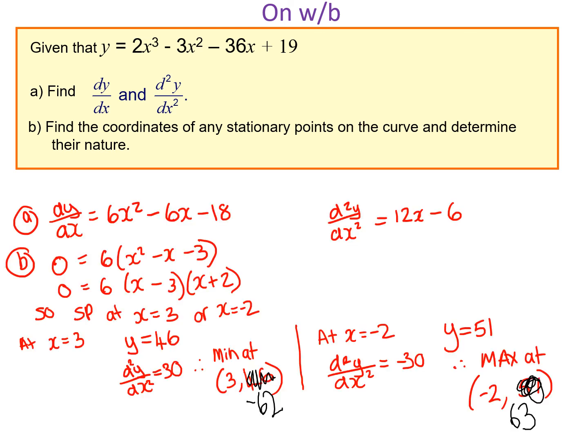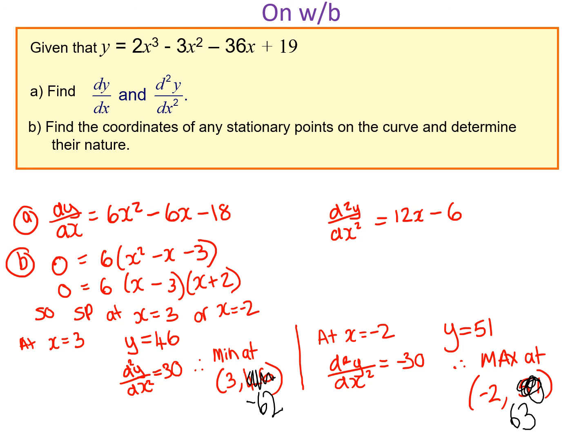Oh, I've got that wrong when I did that one. 3, minus 62, d²y/dx² was 30, so it's a minimum. And the other one, minus 2, 63, and d²y/dx² was negative 30, and that one was a maximum. Hope you got that right.